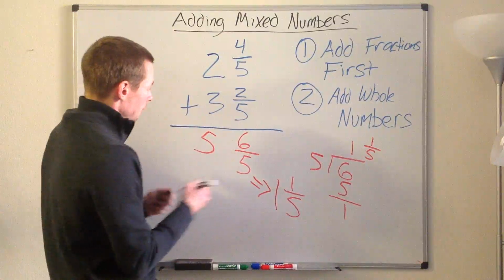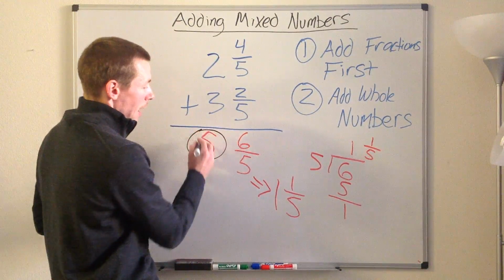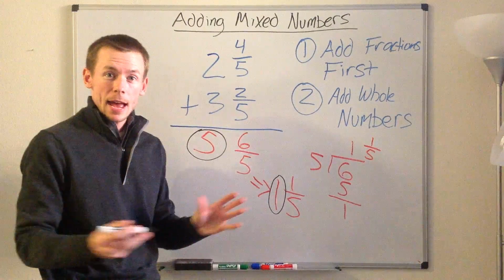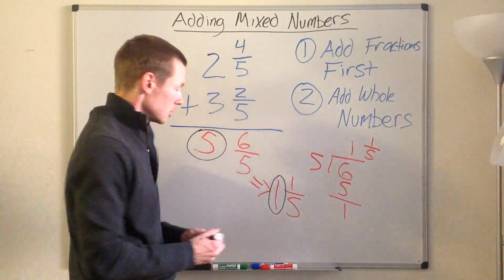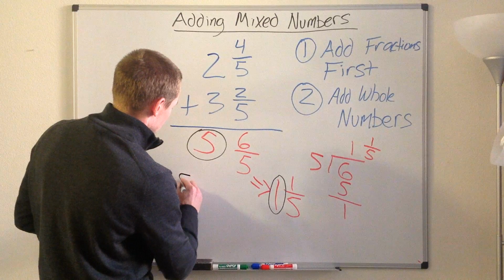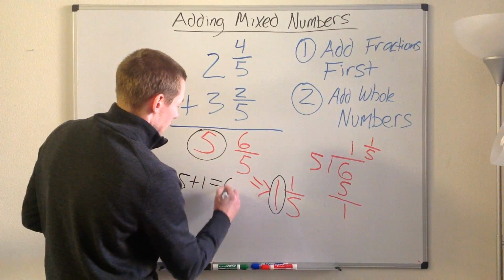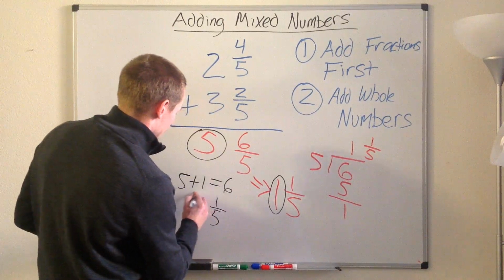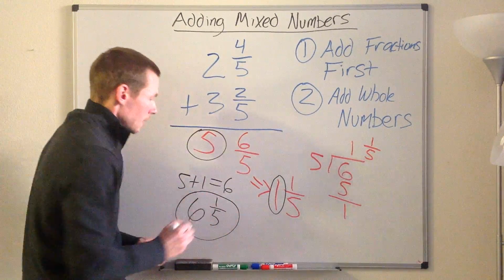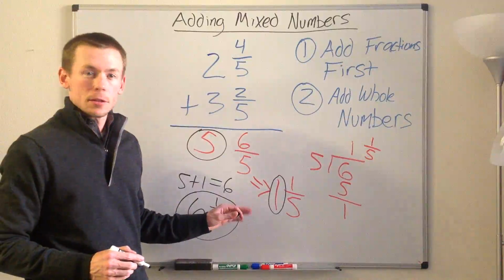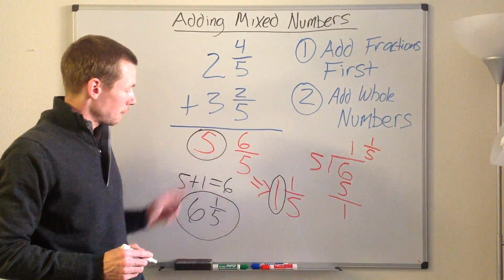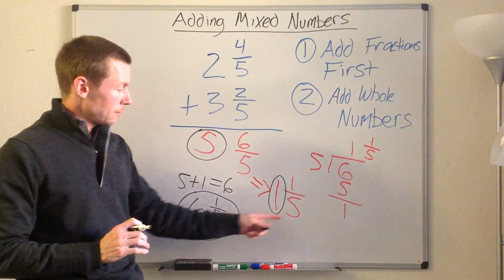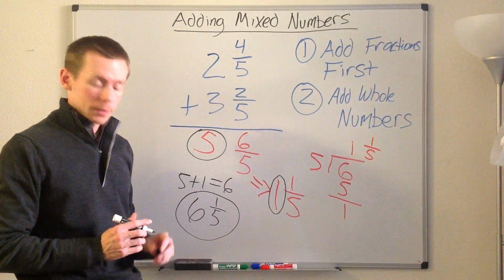but we have the 5 from here and the 1 from here, so we can add those together and our answer becomes 6 and 1/5. We have the 1 from here, the 5 from here, making a total of 6 whole, and then 1/5 left over. Okay.